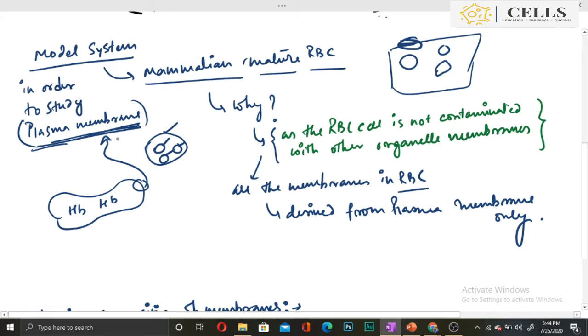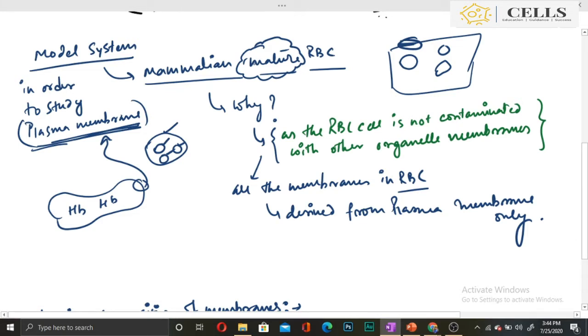That's why we use the mammalian mature RBC, not the immature RBC, because in immature RBC there is a nucleus, but in mature RBC there is no nucleus and no other organelles. If you have a nucleus, then you have a nuclear membrane, so there will again be contamination from other membranes. But you want only and only the plasma membrane. Is it clear, Priya?